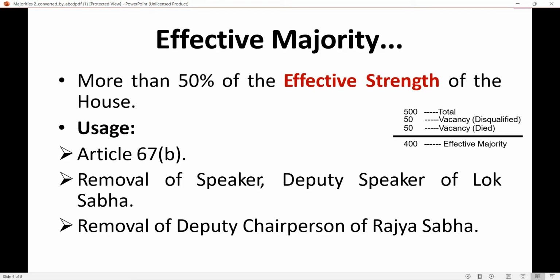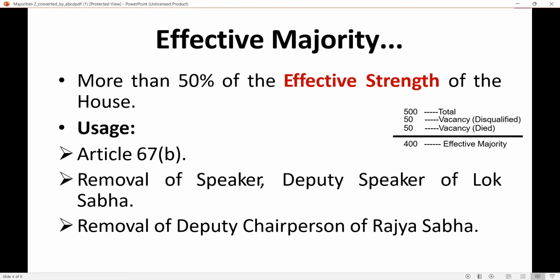Third is the effective majority. This kind of majority is least used and is a little bit tricky. In this kind of majority, basically more than 50% of the effective strength of the house is counted. So what is this effective strength?